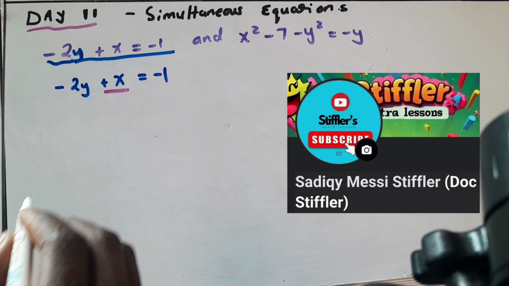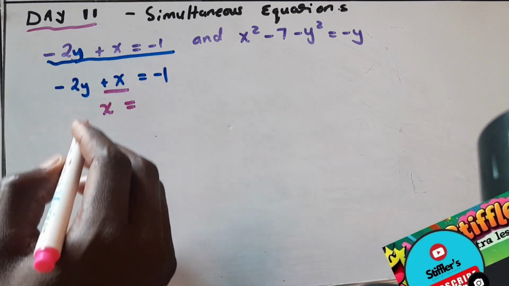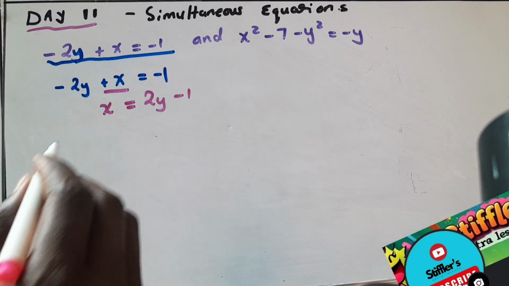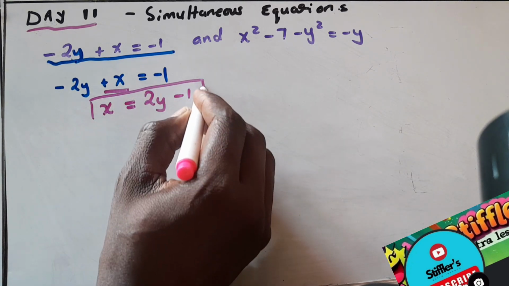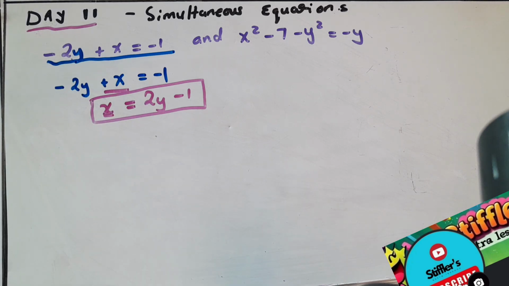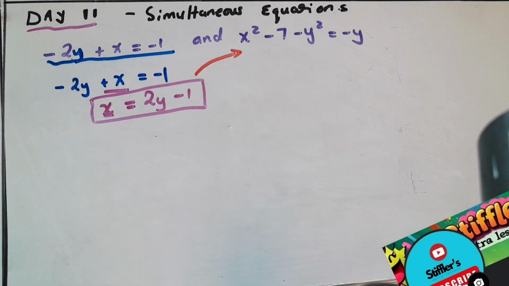So now our equation becomes x is equal to, when this crosses over it will be positive, 2y minus 1. This is a simplified equation now with x as the subject of the formula. It means we can use this x to substitute into the other equation. In that harder equation, wherever there is x, we are going to place 2y minus 1.